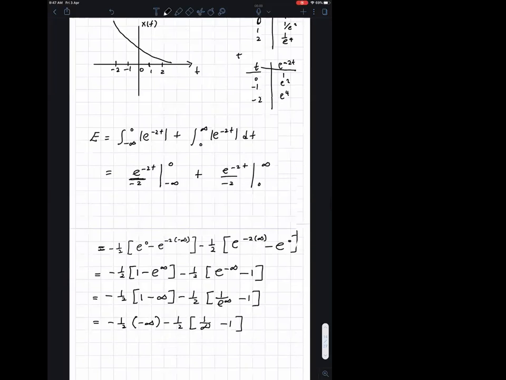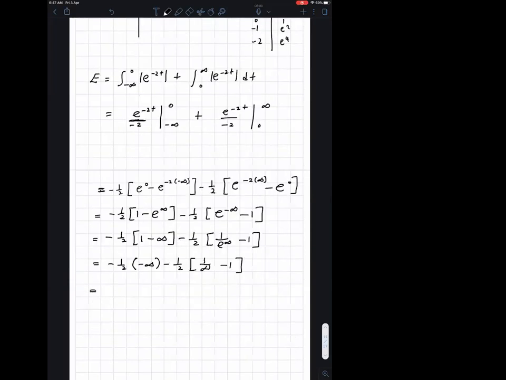I'm showing this in detail. Next time you should be able to do this. So minus half multiplied by minus infinity, minus 1/2, 1 over infinity is 0, minus 1. So again we get minus infinity. Minus 1/2 times 0 is 0, minus 1/2 multiplied by minus 1 is plus 1/2. And of course, you know that this is going to be infinity. So you have an energy that's infinity.